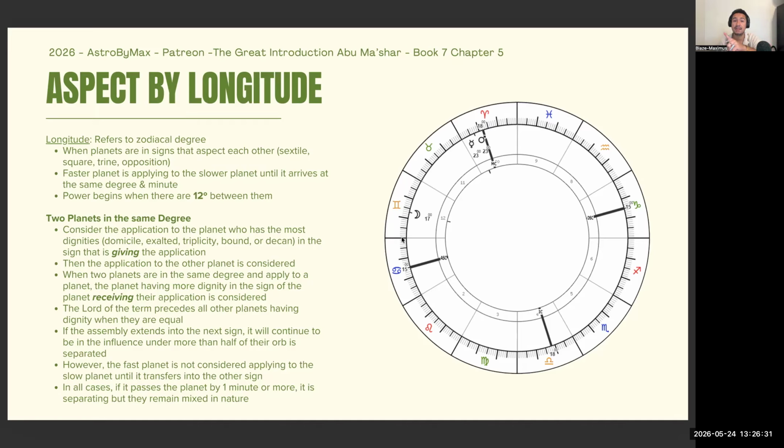But once the faster planet then shifts signs, then a new application has been built. So that's very important to mention here: applications don't happen across the sign boundaries because they understand it as fundamentally shifting conditions completely. Let's see. Yes. And then in all cases, if it passes by the planet by 1 minute or more, it is separating, but they remain mixed in nature, which we have established.